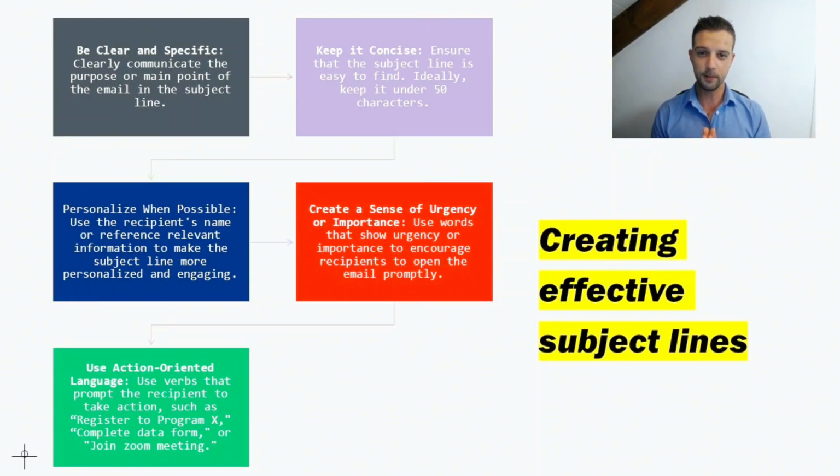Secondly, keep it concise. This means keep it very short. We don't want to have a lengthy subject line where people may become confused. So ensure the subject line is easy to find, and ideally keep it under 50 characters, right? So this is important because when your email lands in the receiver's mailbox, they need to be able to quickly scan through and find that email again.